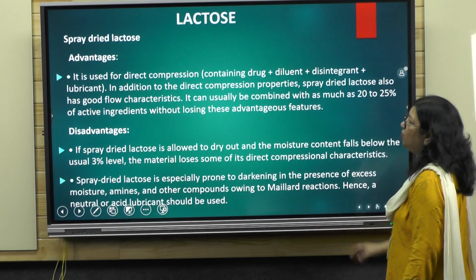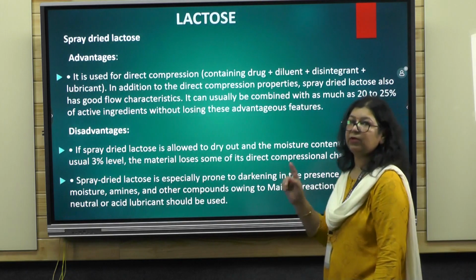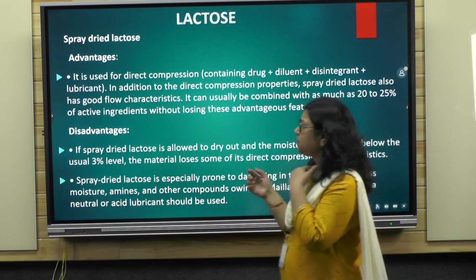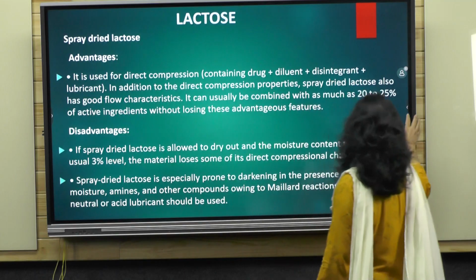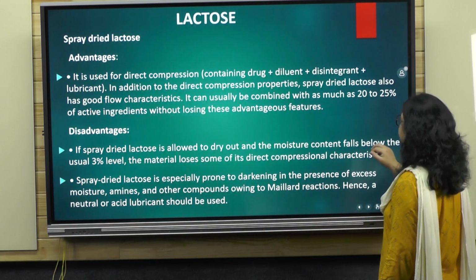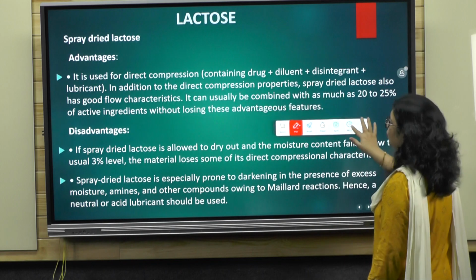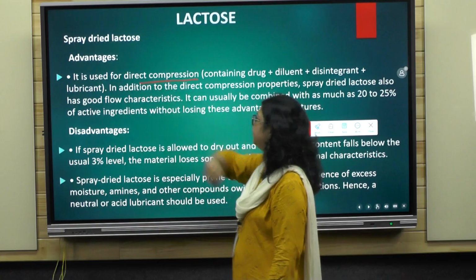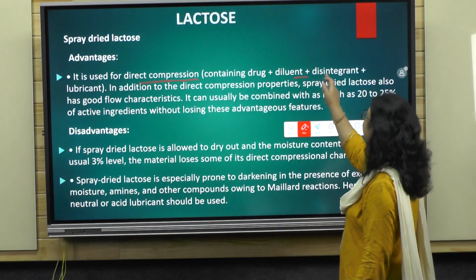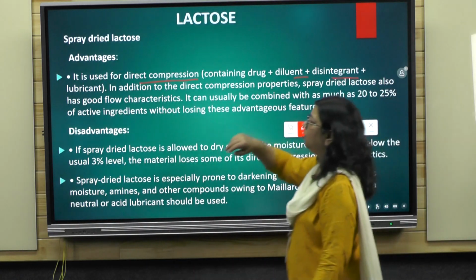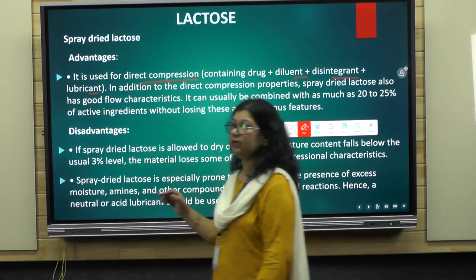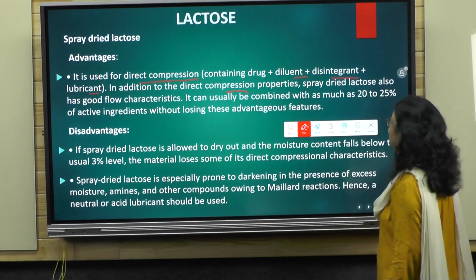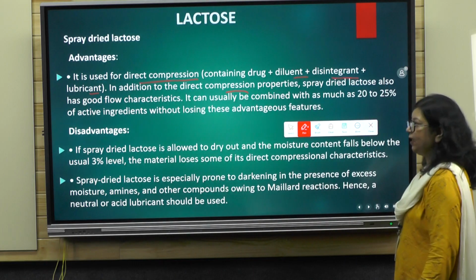Okay, so here we talk about spray dried lactose. In the last slide we discussed the anhydrous and hydrous forms of lactose. Here we are talking about spray dried lactose. Its advantages are: it is used for direct compression, containing drug plus diluent plus disintegrant plus lubricant. So it is used for the direct compressed tablet. In addition to the direct compression properties, spray dried lactose also has good flow characteristics.